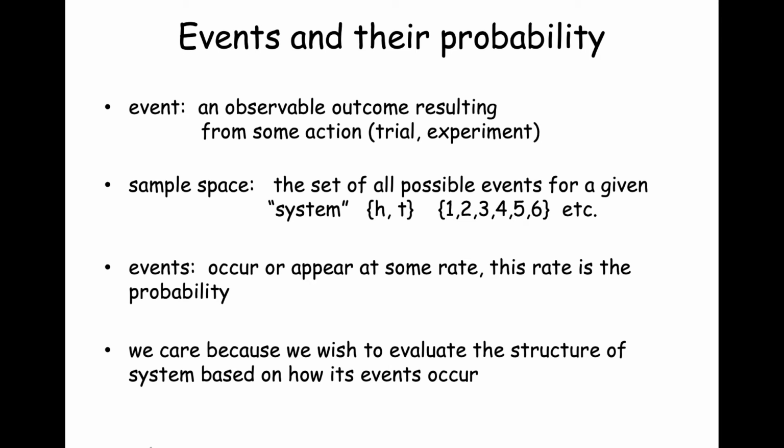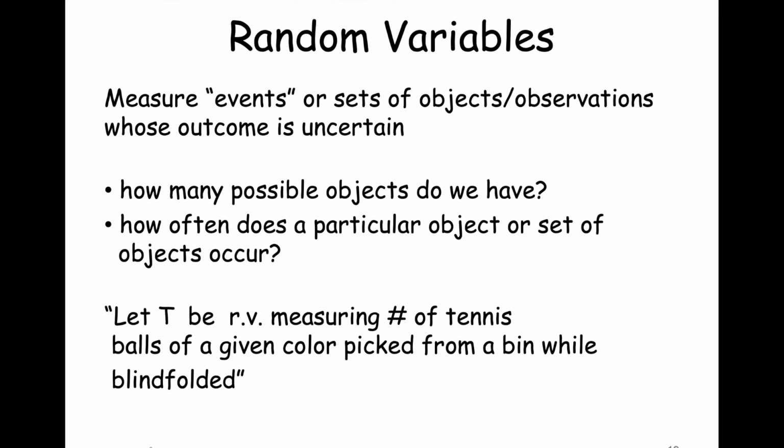And so we care about this because we want to evaluate the structure of our systems, and that's what probabilities are doing. They're describing the rate at which you're going to see certain instantiations of your features over other instantiations of your features. And so we're going to generalize this idea: random variables. Sometimes we want measurements over events, and a measurement could be an image intensity gradient. It could be an edge measurement, but nonetheless, we measure events or sets of objects, and these outcomes are uncertain, from which we take our measurements. And so one thing we might ask is how many objects do we have, or how often does a particular object or set of objects occur within some raw feature space or event-based description.